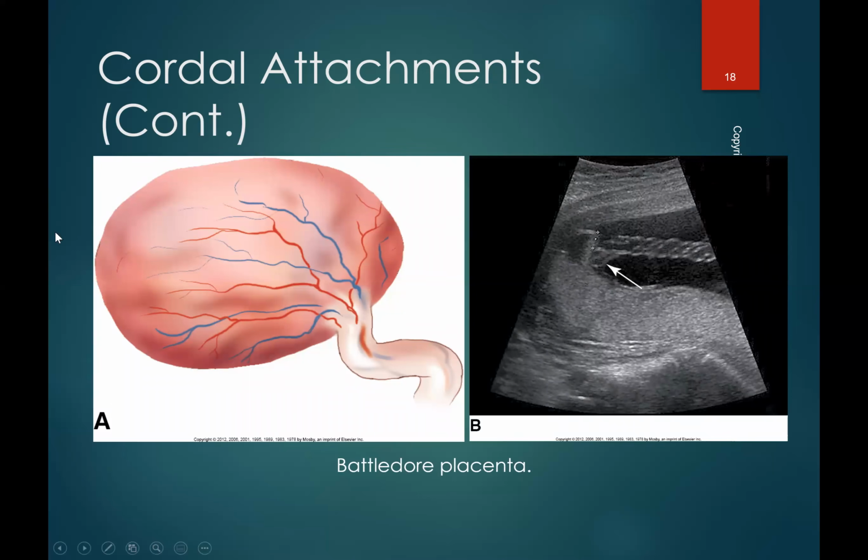So you will see in a normal placenta, here's the placenta right here, and then you see a cord going in the center coming out of it. If it's on the side and not within the center of the placenta, it's considered a battledore placenta, which is a marginal placental cord insert, basically. So it's close to the edge of the placenta. The problem with this is the theory is that the baby is not getting as much vascular flow through the placenta as it would if the cord is within the center.